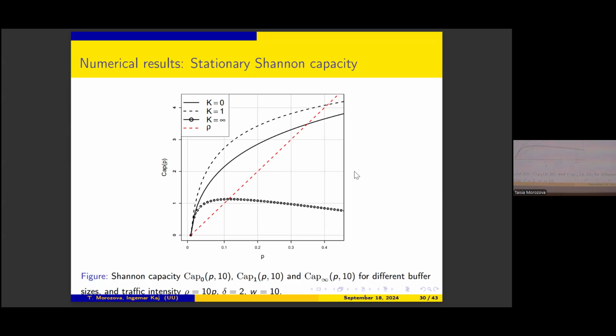Unfortunately, these are the only numerical results that we got, for the cases 0, 1, and infinity. It was quite demanding from the perspective of software to compute this, because you have to do a lot of numerical computations of the integrals. I tried to get some results for the case when K was 2, but they were really not reliable. So we were quite limited by the resources, and we could not get the results for larger K.